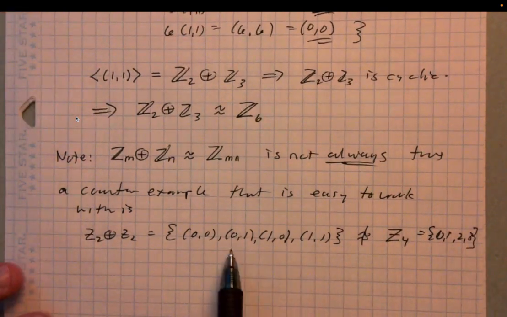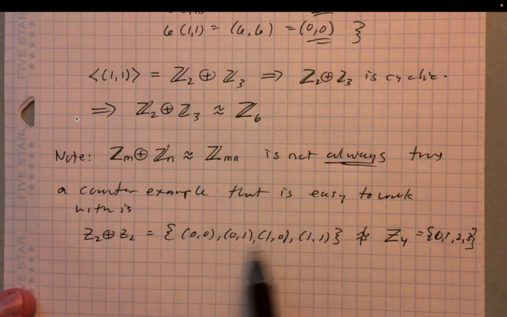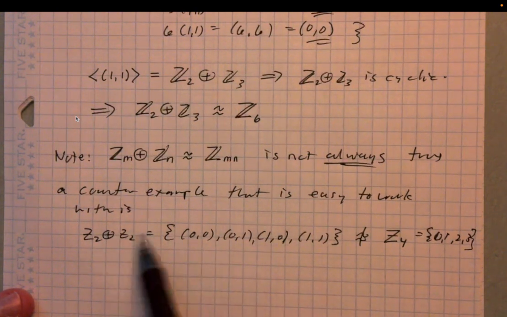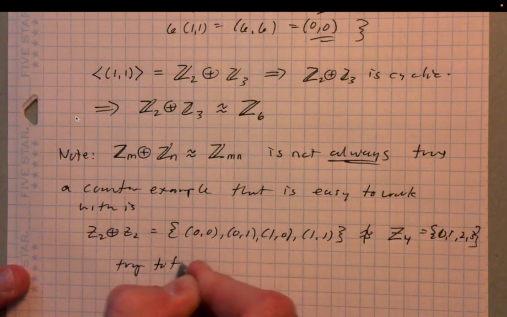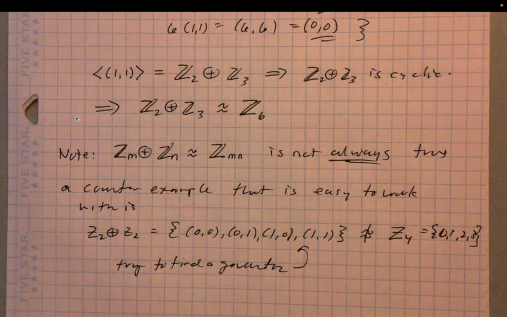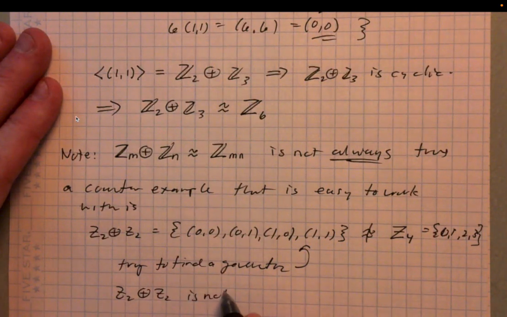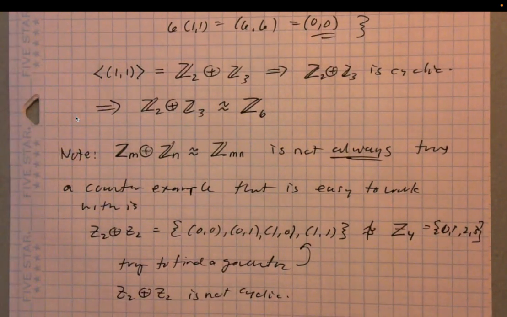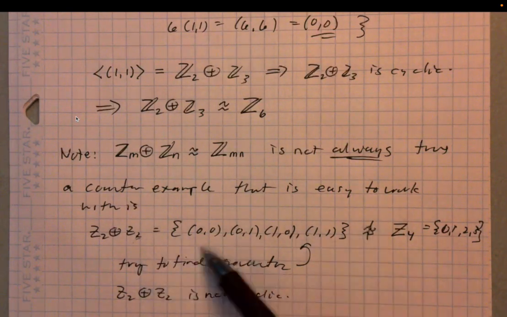The reason it's not, one way you could see it, is that we know Z4 is a cyclic group, but if you try to find a generator for Z2 times Z2, you're not going to find it. Z2 times Z2 is not cyclic. I invite you to try it, though. It is a good exercise. It's just one way to see that the two are not isomorphic. Obviously, if this is a cyclic group and this is not a cyclic group, they can't be isomorphic to one another.